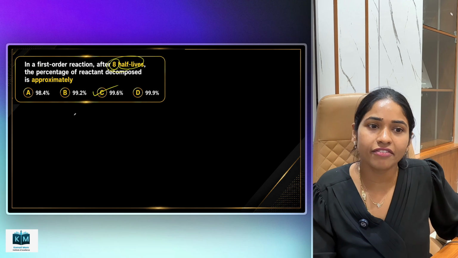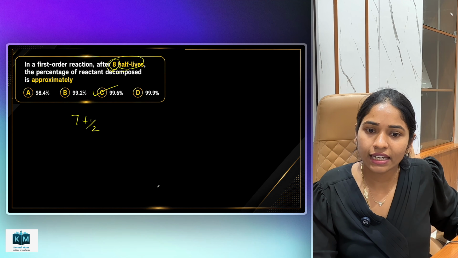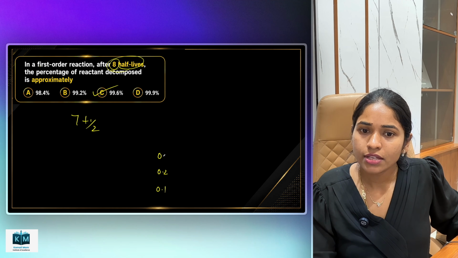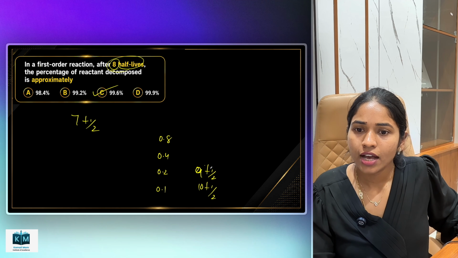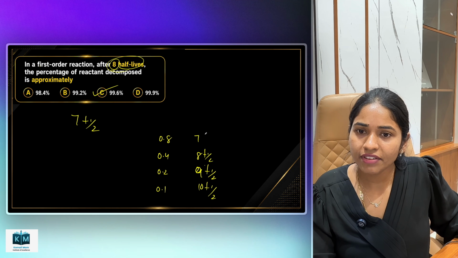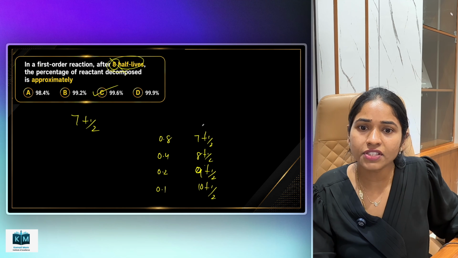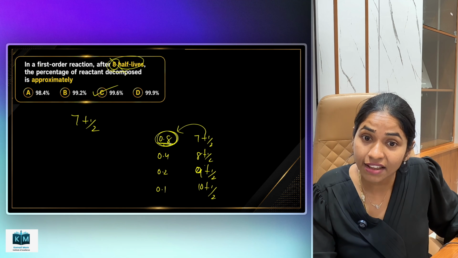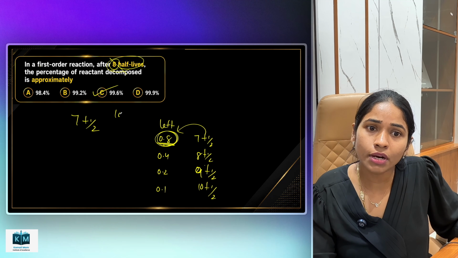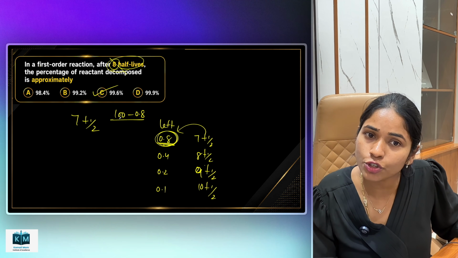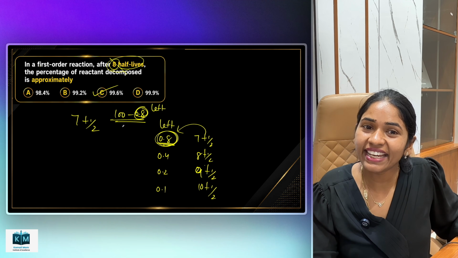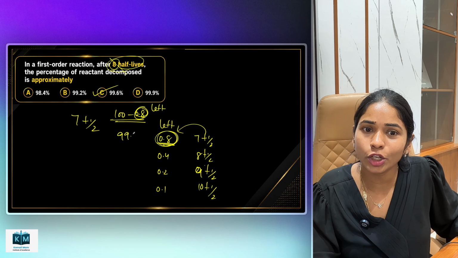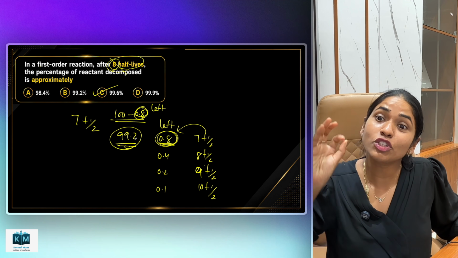If they ask 7 half-lives, how will you calculate? Last is 0.1, 0.2, 0.4, 0.8. This is 10 T half, 9 T half, then 8 T half, this is 7 T half. So if they ask 7 T halves, how much is consumed? This is left, right? So how much is consumed? 100 minus 0.8. The remaining 99.2 is the amount of the substance which is consumed.